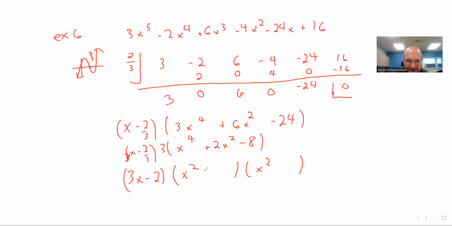X squared and x squared is going to give me x to the fourth, and it will give me middle terms of x squared. Plus and minus: multiplies to negative 8 and adds to 2 is plus 4 and negative 2. Okay, can I factor this further? Sure, x squared plus 4 equals 0. When I solve, I get x squared equals negative 4. X equals plus or minus 2i when I square root both sides.